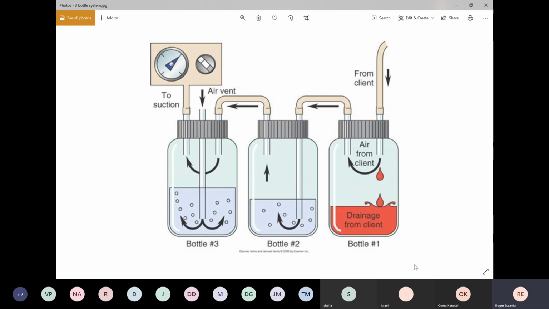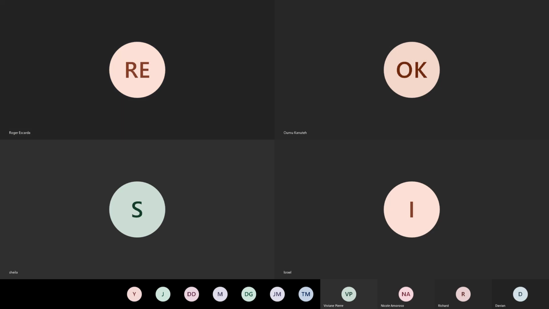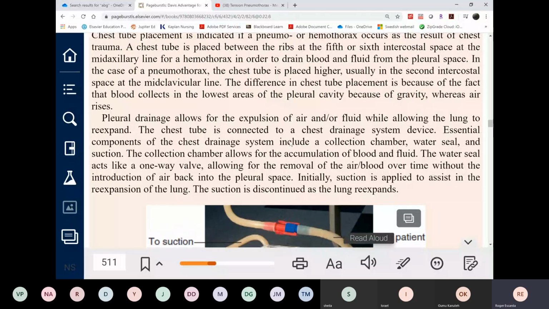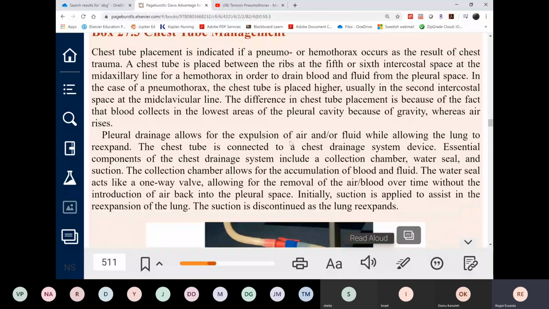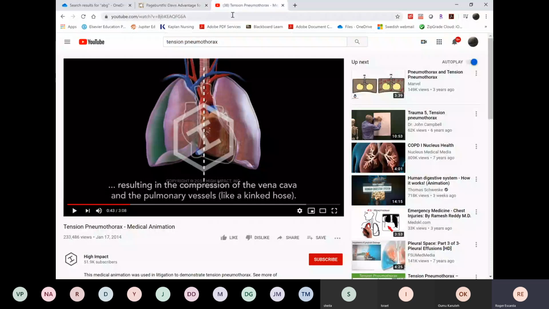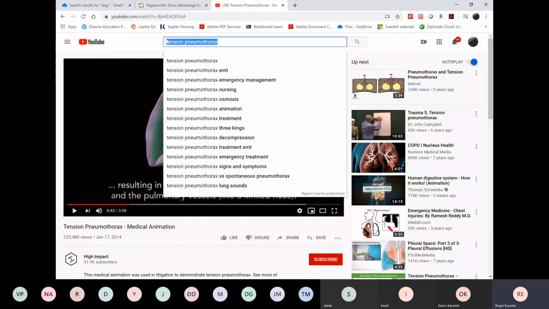Any questions so far? Yeah, let's go back here. So this is your drainage system. Let's watch how the chest tube is inserted, so that we know where the chest tube is actually located.